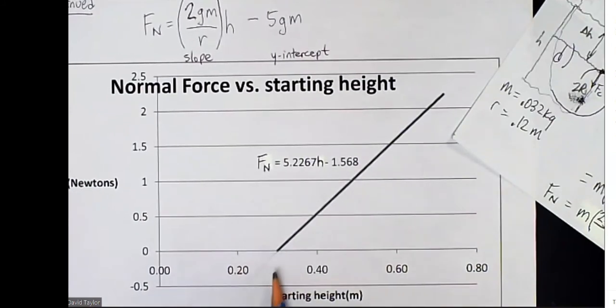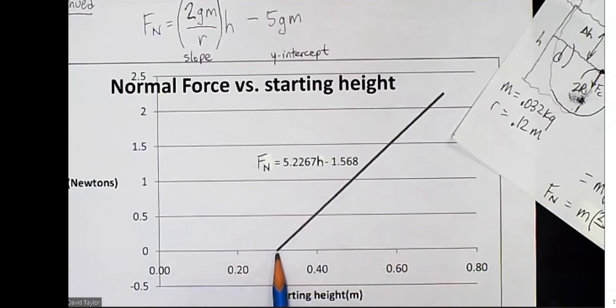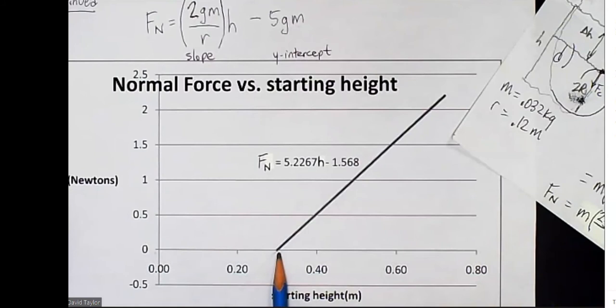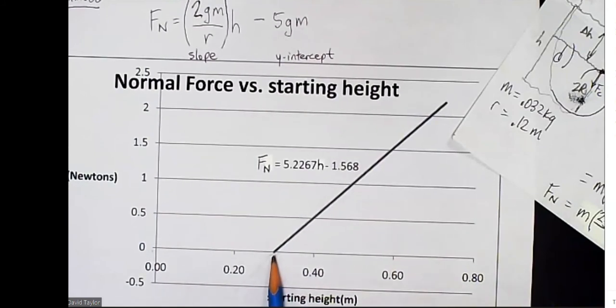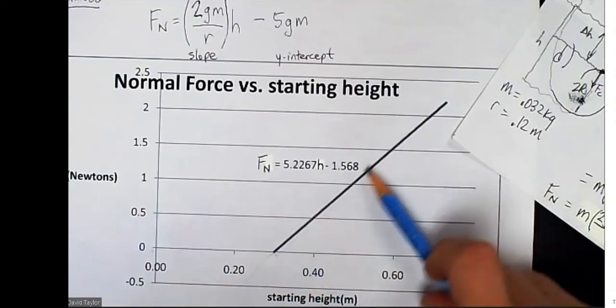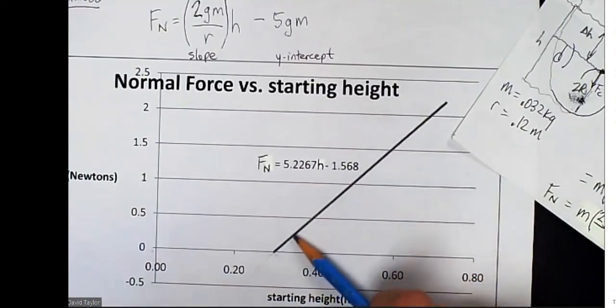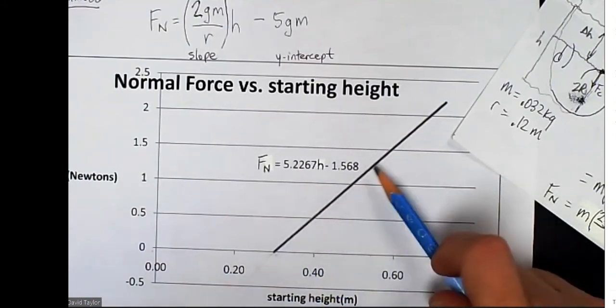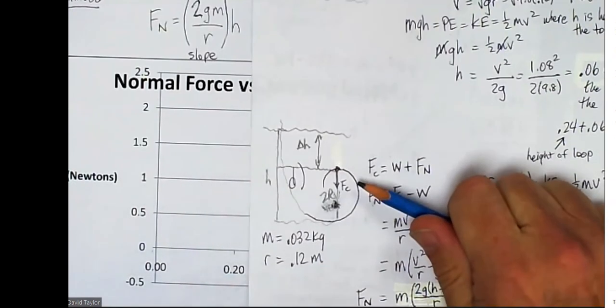So this tells me right here, this is my minimum starting height, right, in order to get around the circle. Because this is where the normal force becomes 0. So if I go any lower than this, I won't make it over the loop. If I go higher than that, then the loop has to help me provide a normal force of this magnitude to keep me moving in that size circle.